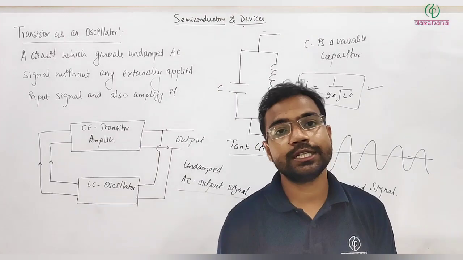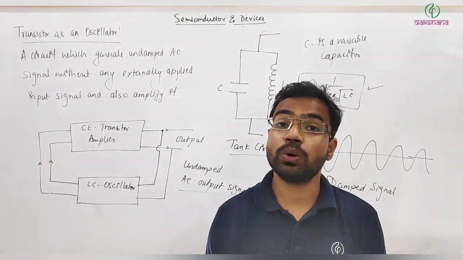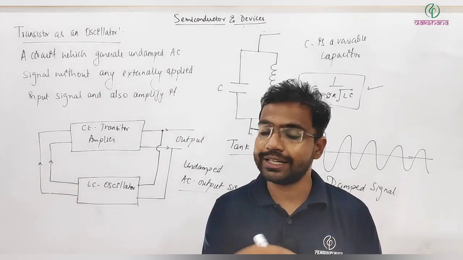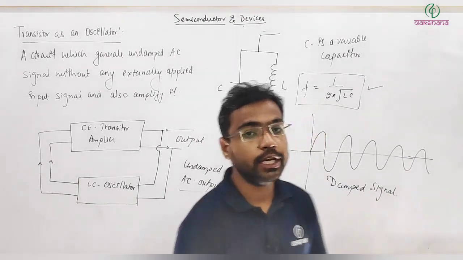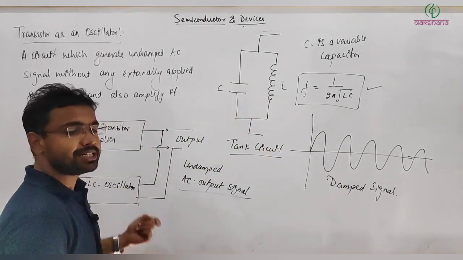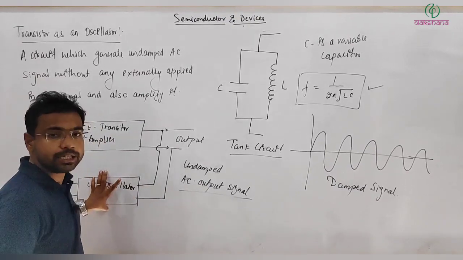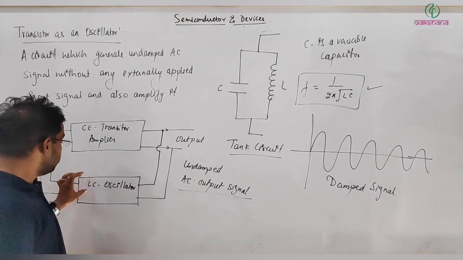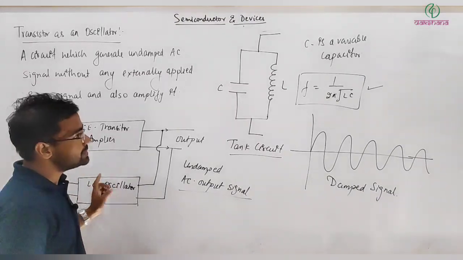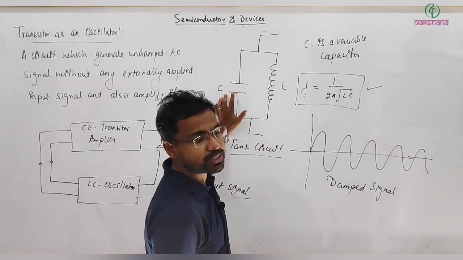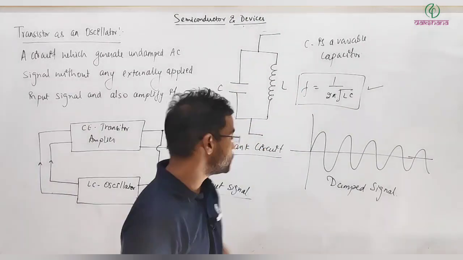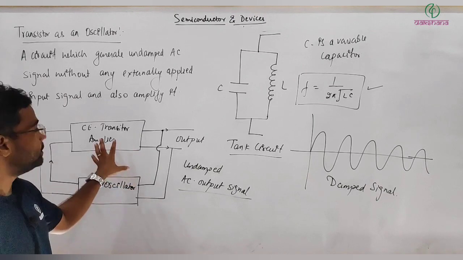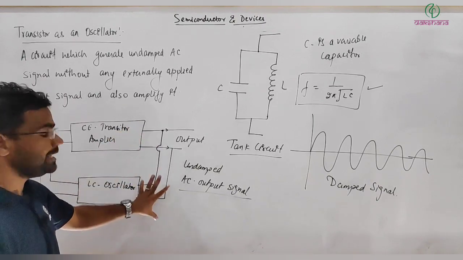Some audio generators and video also. All these are actually some AC alternating source of voltage and current. Those are generated by these LC oscillators, or we can generate those signals with this LC oscillator. We want to control the frequency. For that, a variable capacitor is used. I hope this is clear up to here.